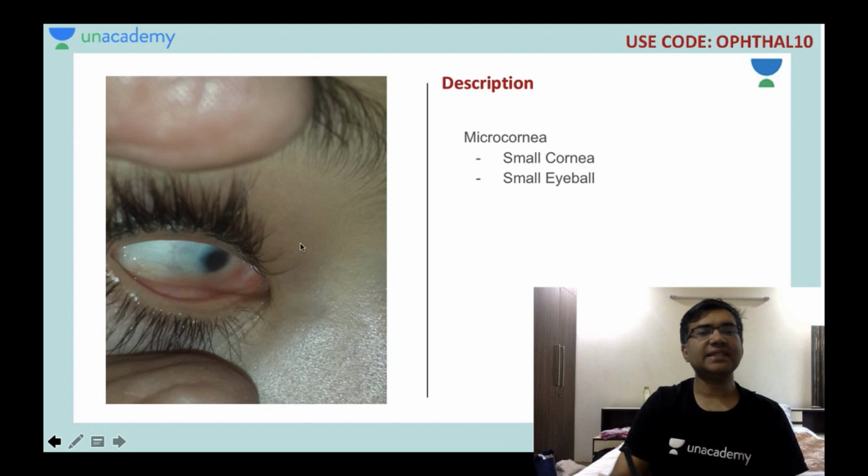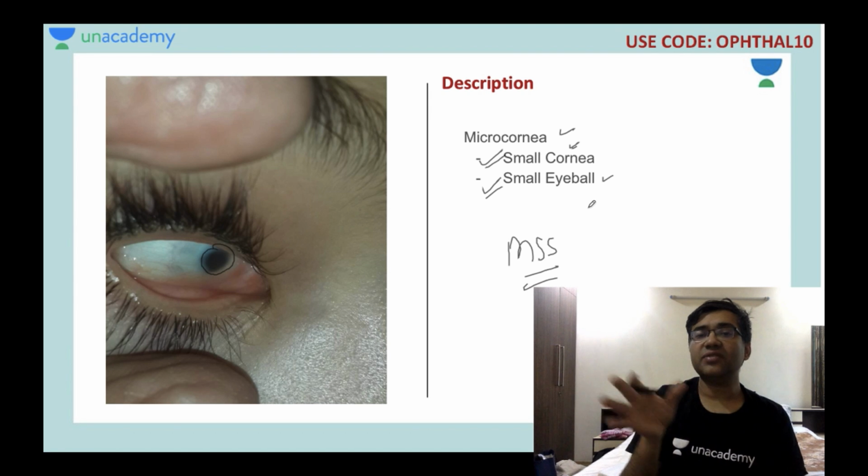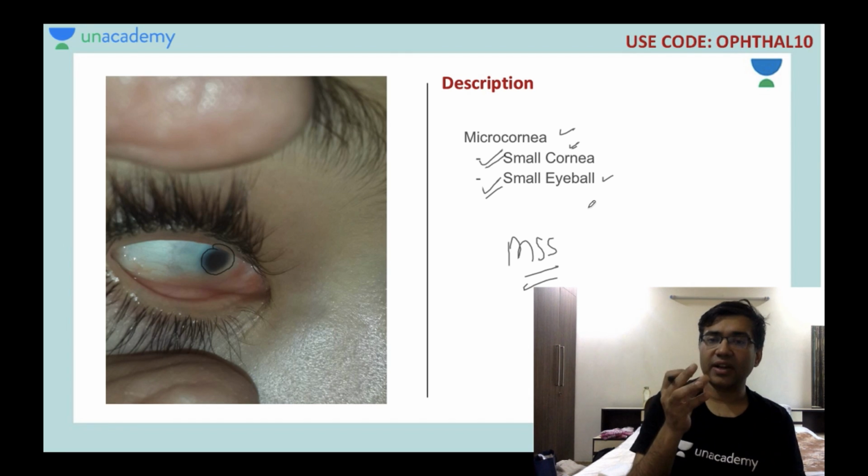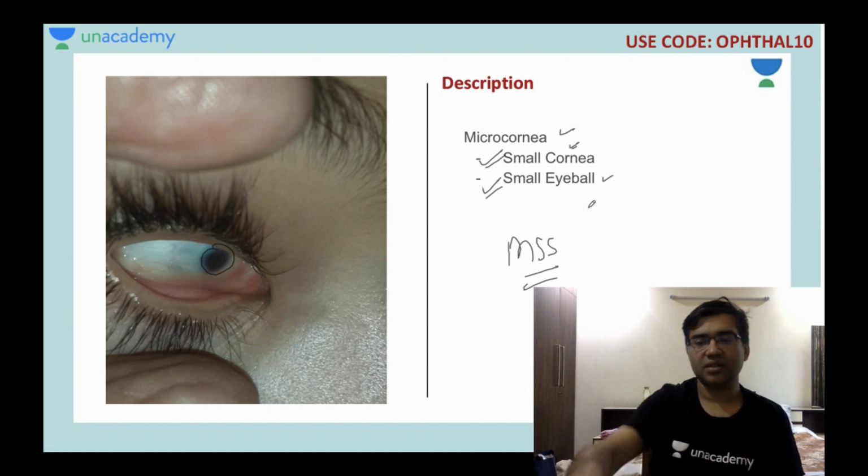Then this is a patient who is having a microcornea. Whenever we talk about microcornea, it means there is a small cornea and a small eyeball. So you just remember it with the mnemonic MSS: small cornea and small eyeball. Do not confuse it with nanophthalmos. In nanophthalmos, you may be having a small eyeball, but your cornea is normal and your lens is normal.